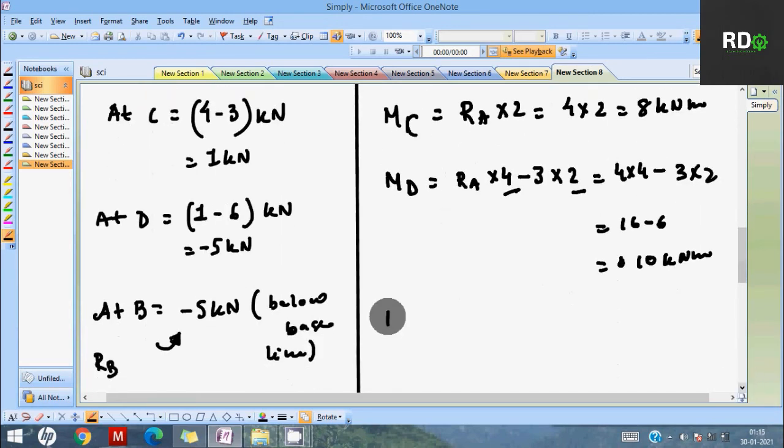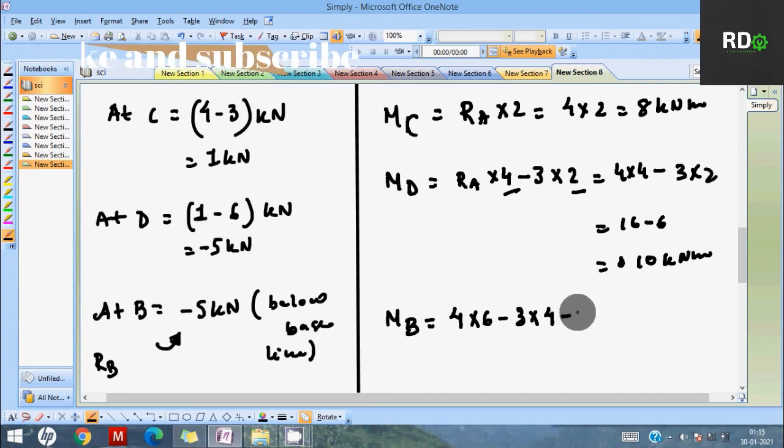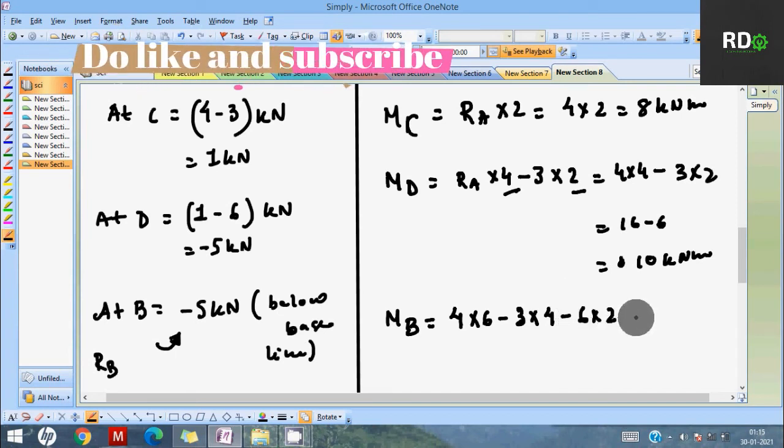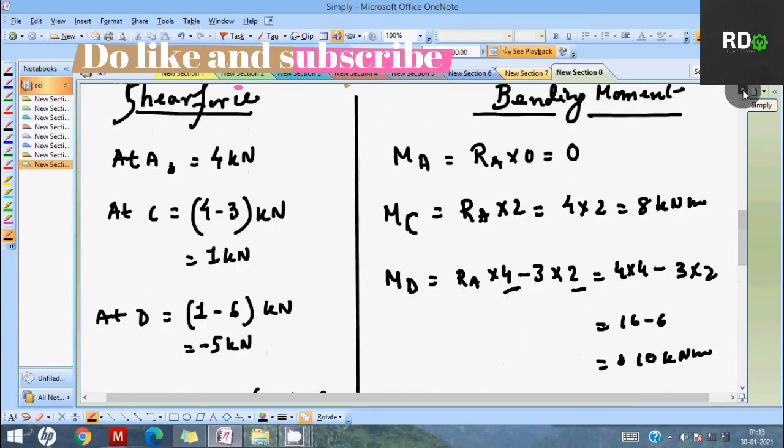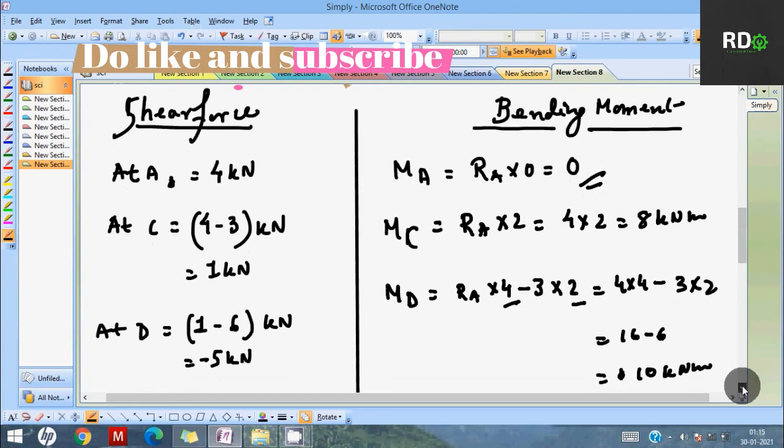Okay, so next is MB. Now if you see, your 4 kilonewton RA force, I'm writing RA directly as 4, is 6 meter away acting upward. Your 3 kilonewton force is 4 meter away from the point B, because you're finding the moment at point B, minus your 6 kilonewton force which is 2 meter away from the point B. If you solve it, it is 24 minus 12 minus 12. So it is again 0. So kindly see your MA and MB is 0.